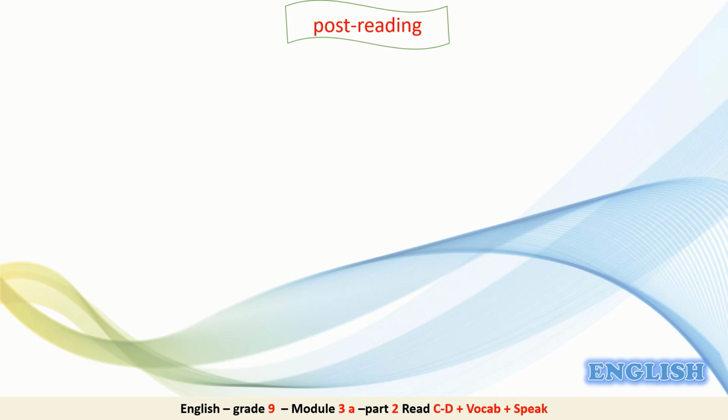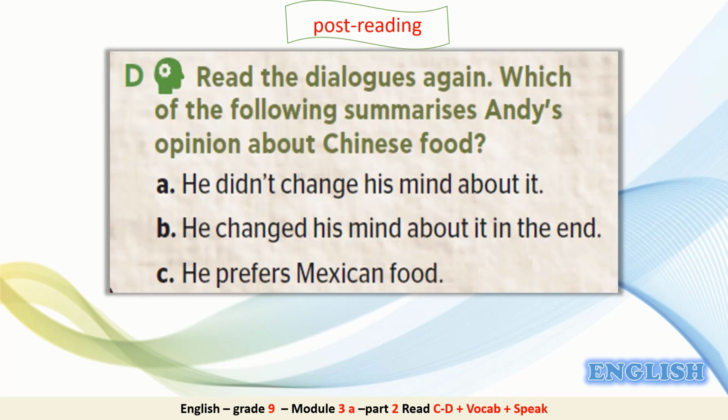Let's move on to the post-reading task. It's a question that says, read the dialogues again, which of the following summarizes Andy's opinion about Chinese food. A. He didn't change his mind about it. B. He changed his mind about it in the end. C. He prefers Mexican food. Now, could you please pause the video and try to find the answer for this question?